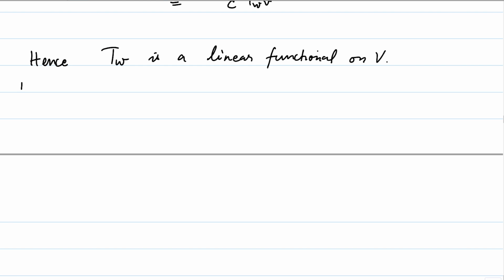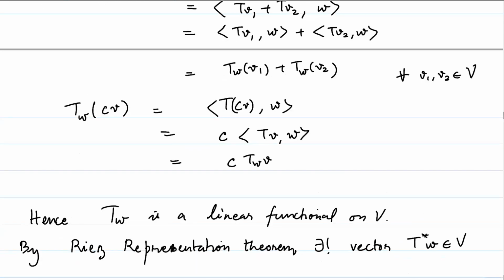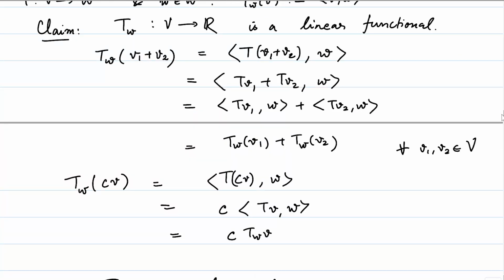So let me just note that by Riesz's representation theorem, which we proved in the previous video, there exists a unique vector. So let's call it T star w in capital V. Notice that this is the inner product which is being taken in capital V. So I'm not writing down which inner product is being taken, but the context should make it clear.